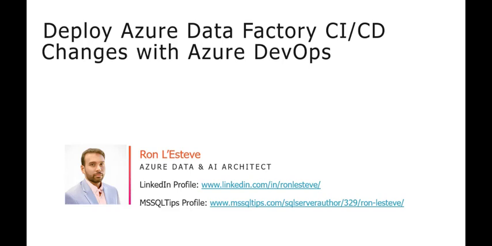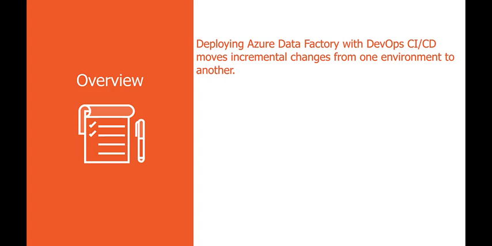Hi everyone, I'm Ron Steve, and in this video, I'll demonstrate how to deploy an Azure Data Factory from a dev to QA environment with Azure DevOps by using continuous integration and deployment best practices. Continuous integration and delivery, or CICD, is the process of automatically testing and pushing each incremental change made to your codebase as early as possible from one environment to another.